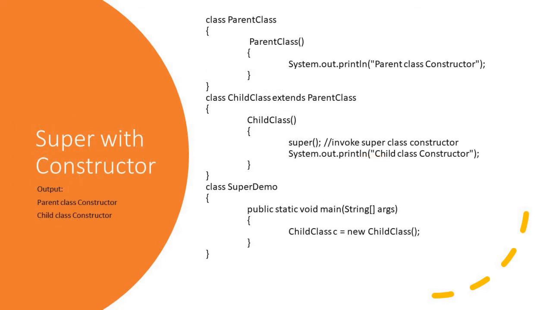In this slide, we are going to see how the keyword super is used for constructors. We can see that the parent class has a constructor named parent class, and the child class, which is inheriting the parent class, has a constructor named child class. Now, during the creation of the object C of the child class, a constructor has to be called. The question is which constructor will be called.